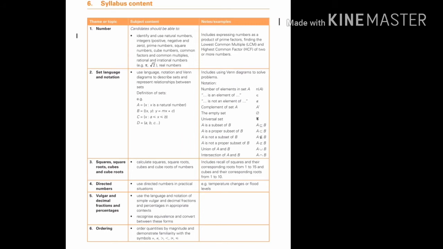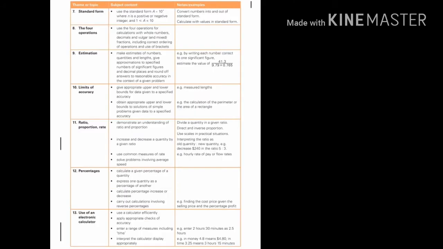Chapter 6 includes ordering, order quantities by magnitude, and demonstrate familiarity with the symbols. Chapter number 7, the standard form, the use of standard form, where n is a positive or negative integer. Chapter number 8, the four operations, the use of operations, calculations with whole numbers, decimals and vulgar fractions.